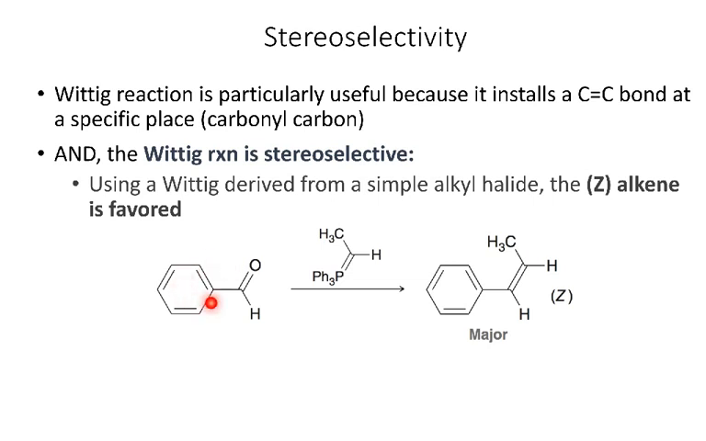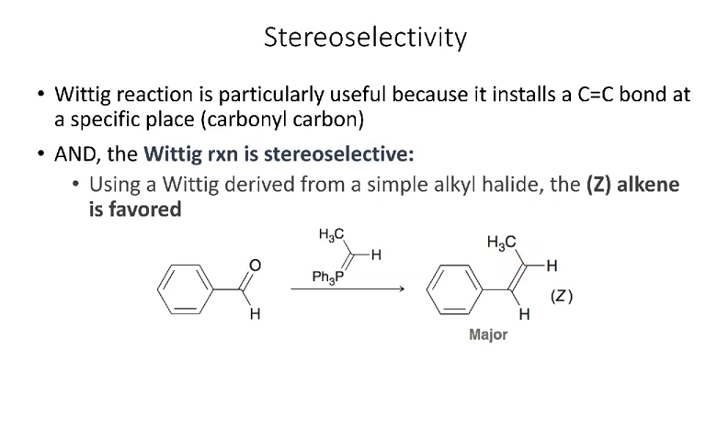So here's our starting aldehyde. We have the big bulky phenyl group on one side, we have the hydrogen on the other. And then this is our Wittig reagent. This is the carbon that's going to be taking the place of the oxygen, and so it has a methyl group and a hydrogen. And so we'll have a methyl group and a hydrogen attached to the carbon that we added during the process of the Wittig reaction.